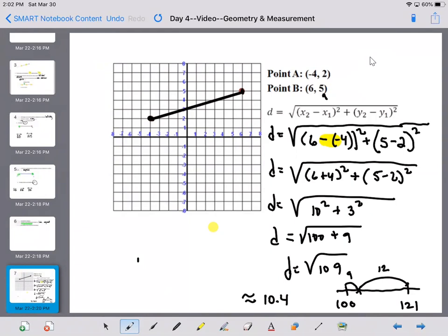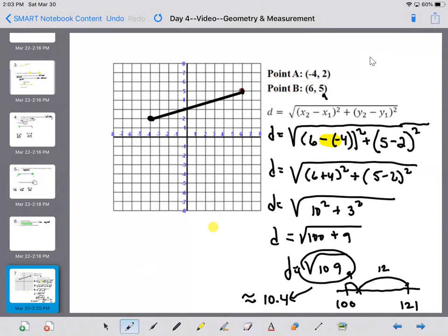Now, a couple ways you can do this: if you're working at home and you don't have a graphing calculator, if you have an iPhone, you can go to your calculator and rotate it left or rotate it right and find that square root button. So you would just type in 109 and hit the square root button and then get your approximate value.